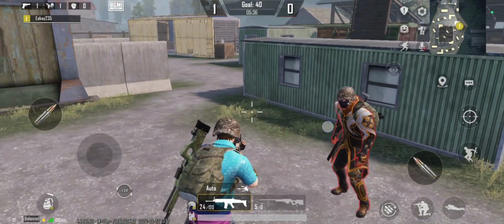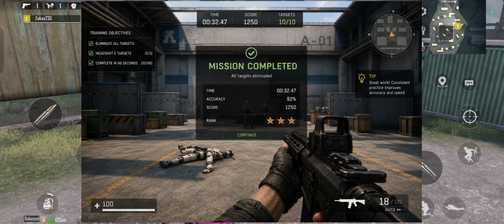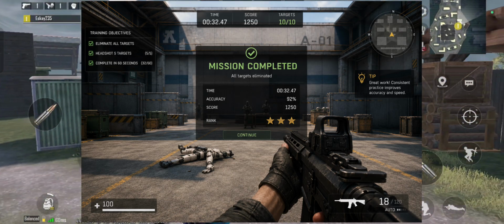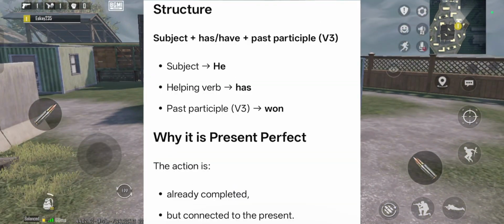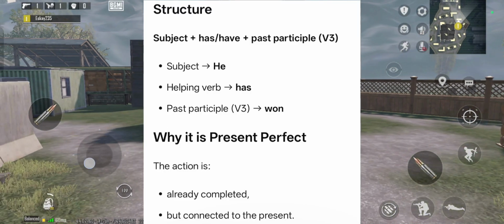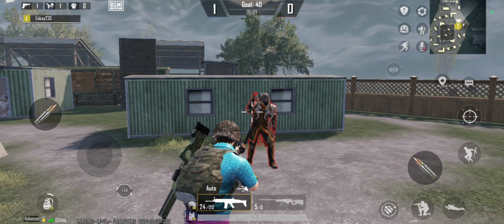Okay, next we have present perfect tense. This tense talks about an action that has already been completed. For example, I have shot the enemy. The verb form is V3. And another example is he has won the match. So you can see with the person, the have is have or has, it changes. The action is complete but connected to the present time. So this is present perfect tense.